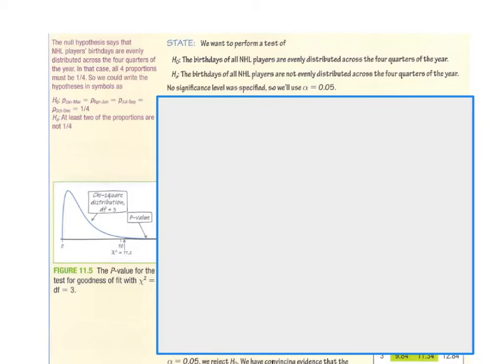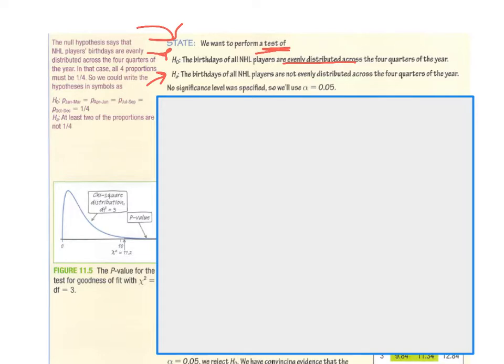So again, this is an inference problem. So I need to start with my statement, and it is a test. I'm doing a significance test. So I need a null hypothesis and I need an alternative hypothesis. There's a couple of ways that I can word that null hypothesis. I can just say that they are evenly distributed. This goes right along with it has no effect, right? Well, if you've been in AP biology, right? These are evenly distributed. It doesn't matter what month they're born in, okay?